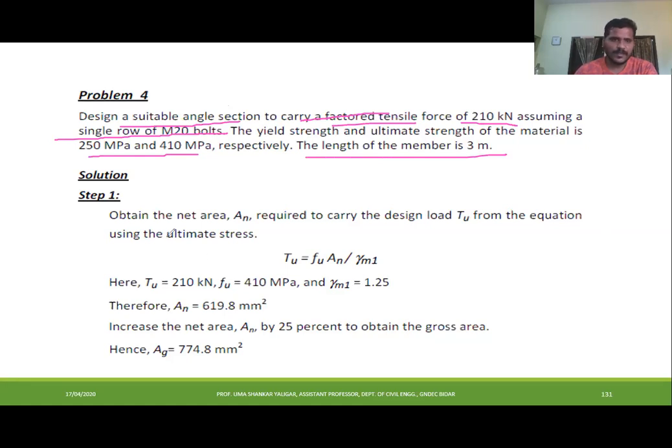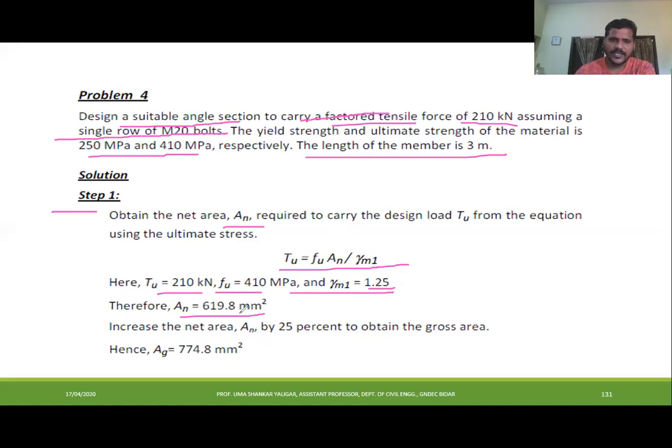The first step is to calculate the net area. We know the formula Tu is equal to Fu into A divided by gamma M1. Tu we know is the design tensile force, 210 kilonewton, and Fu is the ultimate stress, 410. We need to calculate the net area, and gamma M1 is 1.25. After substituting all these values, you will get the net area, which is 619.8 mm square.